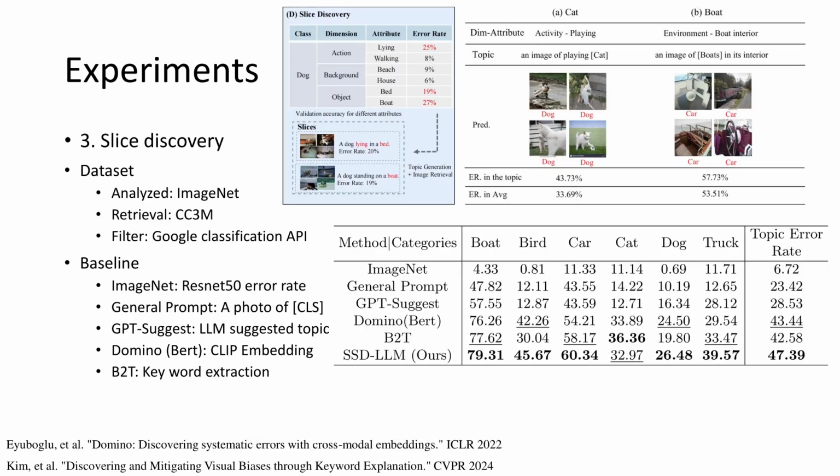We redesigned the slice discovery evaluation pipeline to assess the algorithm's ability to identify error samples. A higher error rate in identified topics indicates better performance. Our method outperformed the classic Domino algorithm in recent studies.